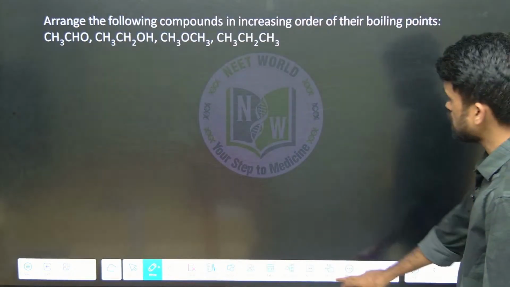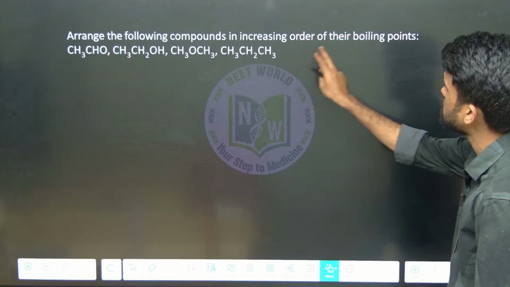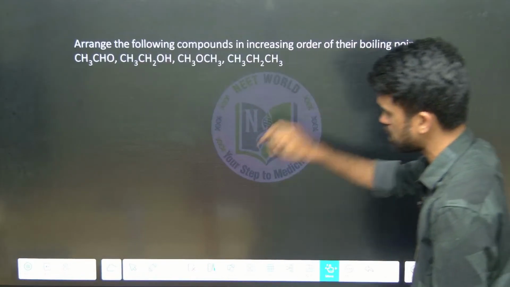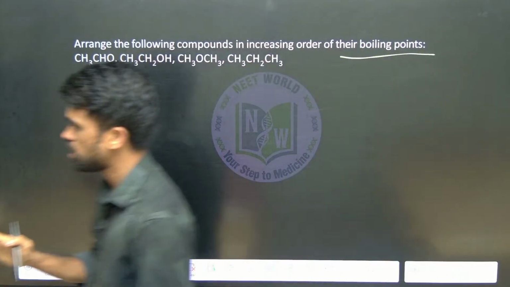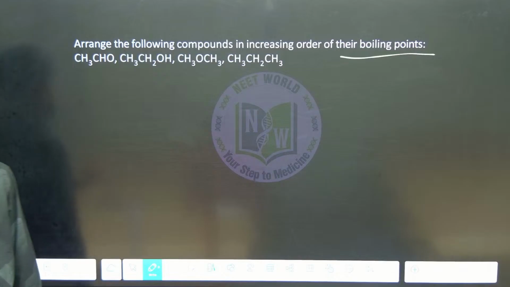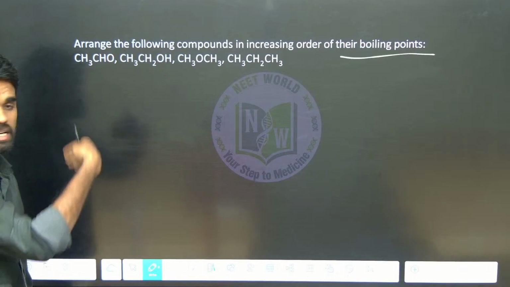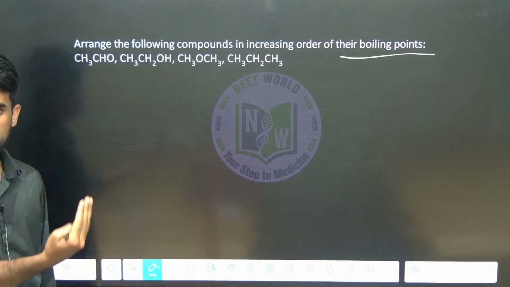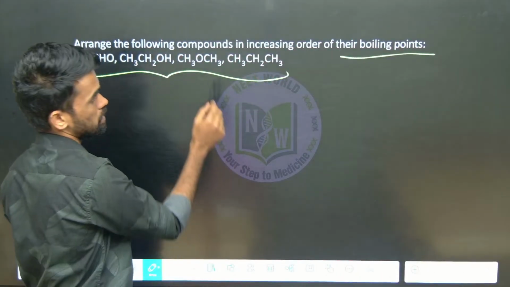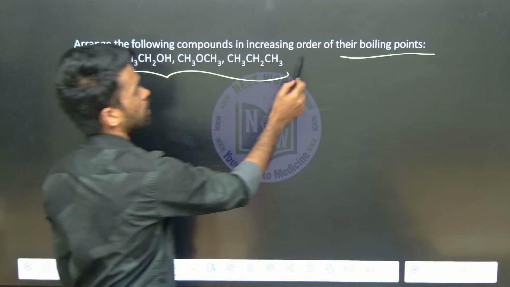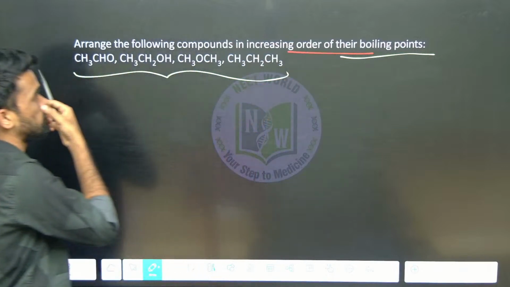Arrange the following compounds in increasing order of their boiling points. How can you arrange this? Based on our discussion. See guys, for every explanation I am trying to provide some questions. First explanation, then next question, so that you will get more confidence. This is how we can revise, and understanding will be there. Tell me the increasing order of these compounds.